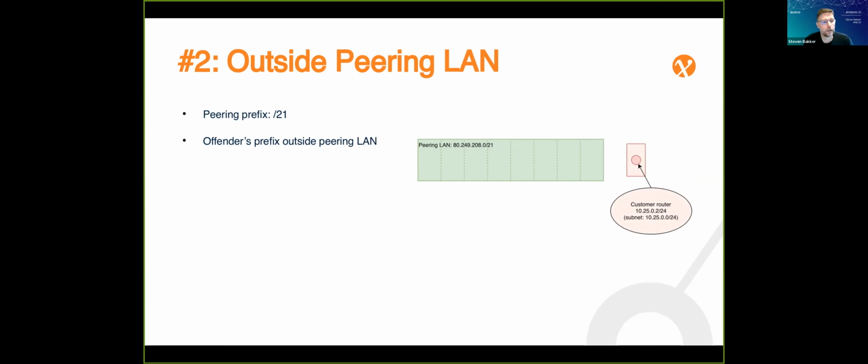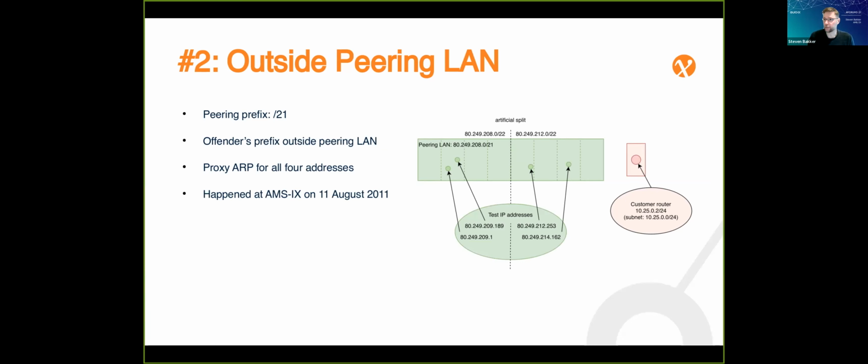Now, if the customer has a prefix that is completely outside of the peering prefix, for example, they still have their quarantine IP address configured, then we again pick 4 random IP addresses, 2 from the lower half, 2 from the upper half. And since they are all completely outside of the customer's configured prefix, it's very likely that he will proxy ARP for all 4 addresses. And this is actually what happened to us on the event of 11th August 2011. That was a bad day at M6.